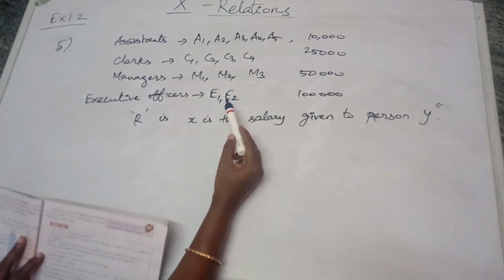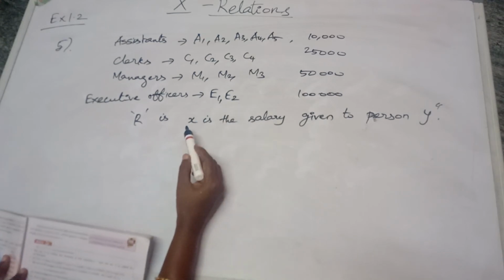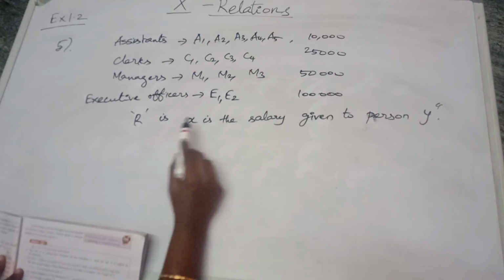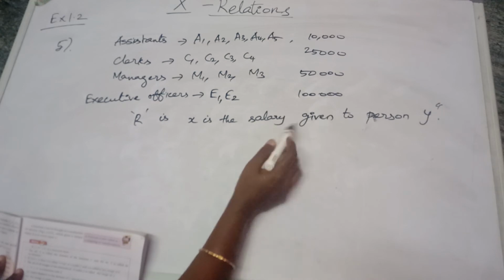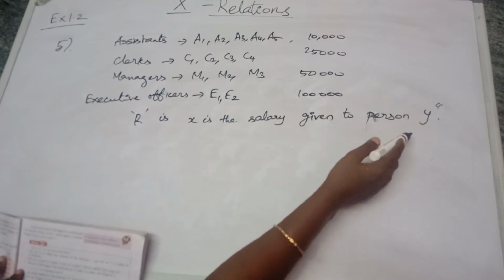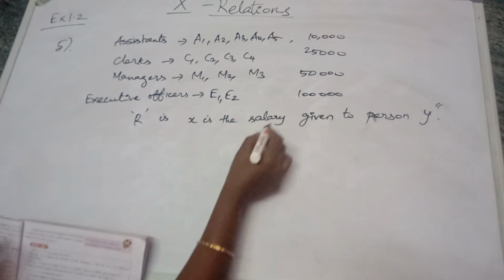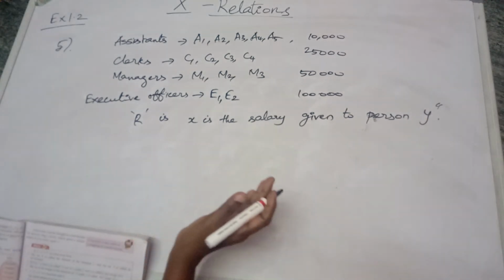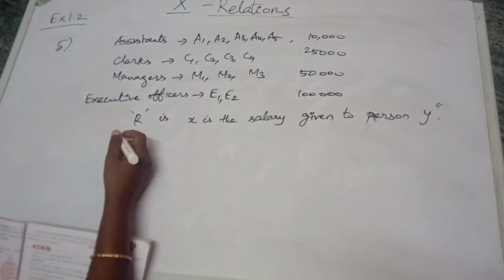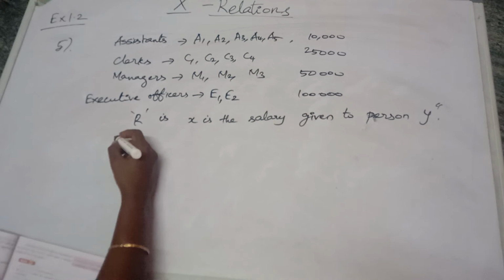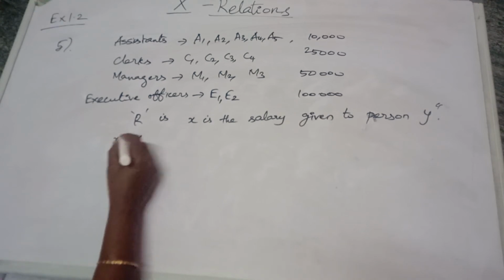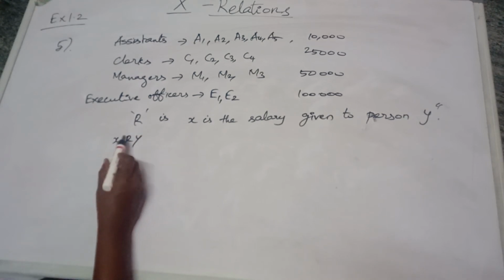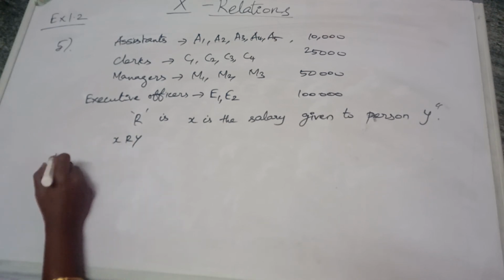Okay, then the relation is defined here in this question. The relation is: x is the salary given to the person y. So here x means the salary and y is the person. x is the salary to the person y. So what should be the set of relation?